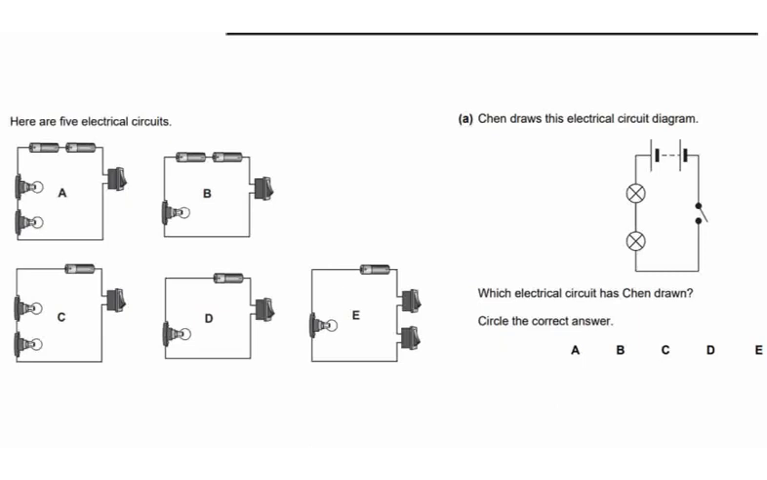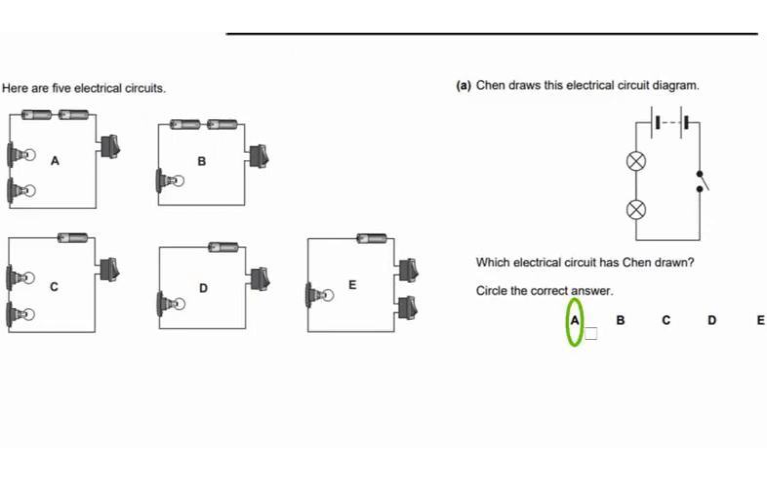If you have not finished, you may pause this video. Now we are going to see the discussion of the mark scheme. The answer is circuit A, as this has 2 lamps and 2 cells, with 2 cells and the switch here.